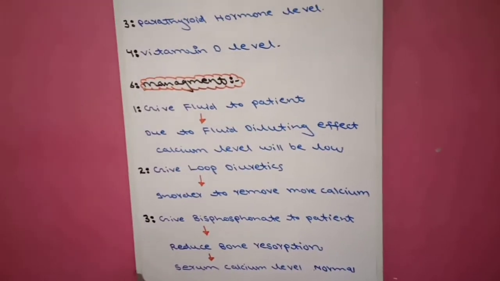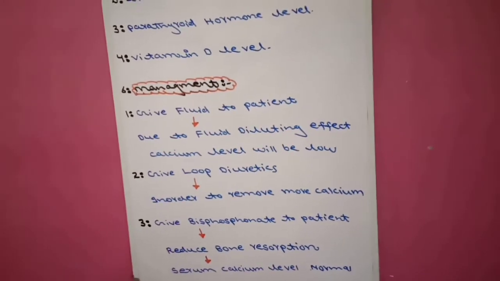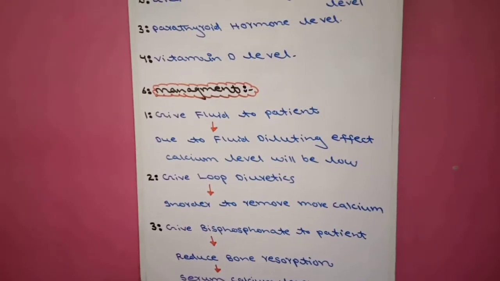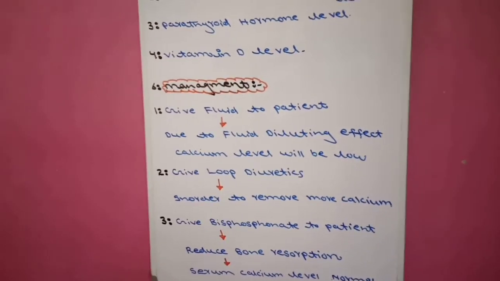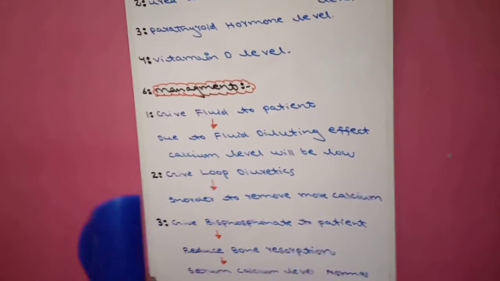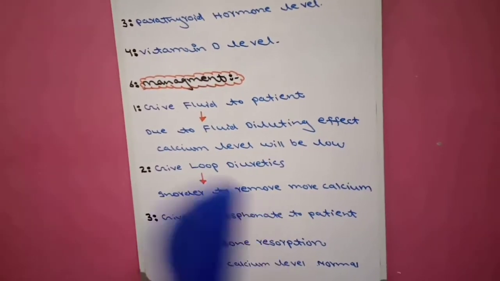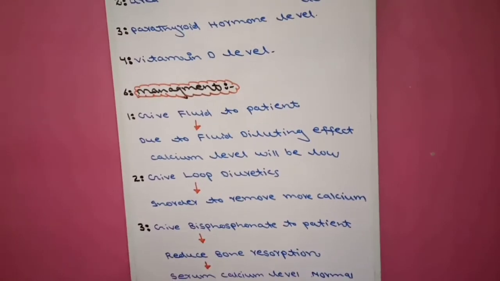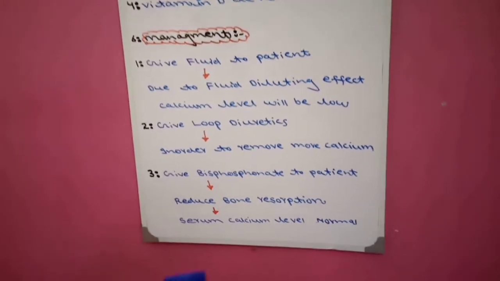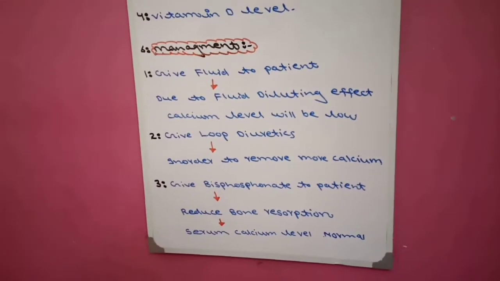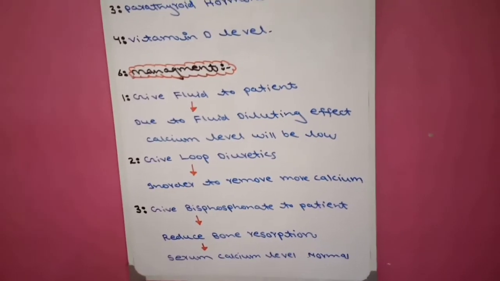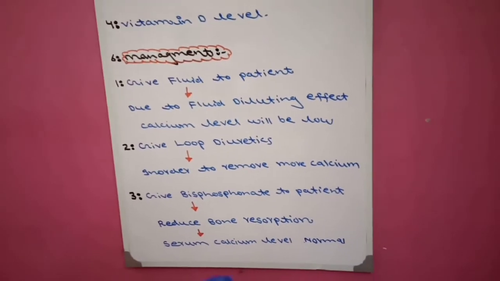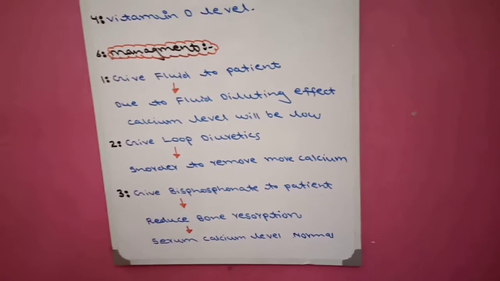When we give loop diuretics to patient, the loop diuretics remove more calcium from our serum, from our body. In the result, there will be normal calcium level. The third, we give bisphosphonate to patient. When we give bisphosphonate, the bisphosphonate reduces bone resorption. When it reduces bone resorption, less calcium moves to blood. In the result, serum calcium level will be normal.